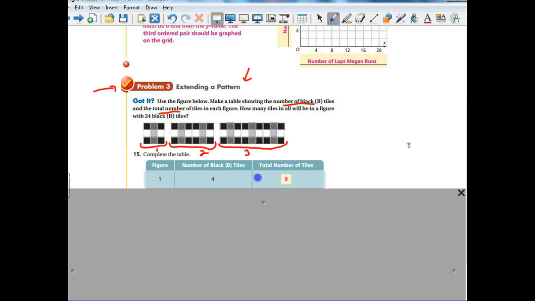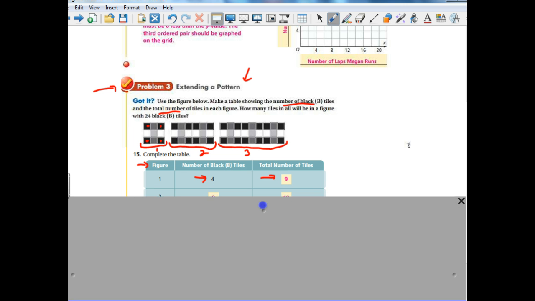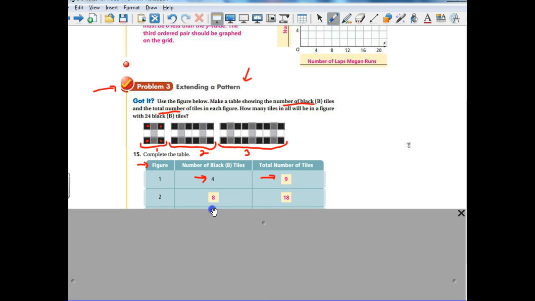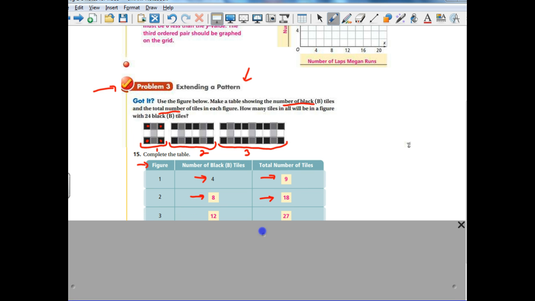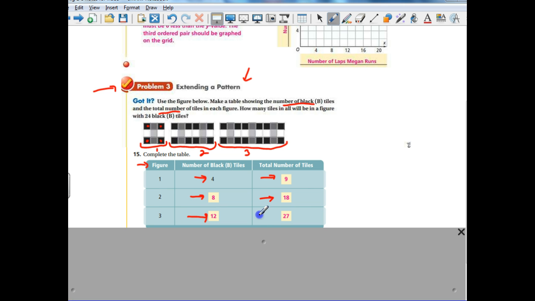The first figure, figure 1, it says this is the figure number, so that's number 1. It says how many black tiles? There are 4. See, I'll put a red dot at each one. 1, 2, 3, 4. There's 4 black tiles, and total number of tiles is 9. And if we look at figure 2, if we did the same thing, that has 8 black tiles and a total of 18. You can double check me there if you count them up. And the third figure has 12 black tiles, and it has 27 total number of tiles.